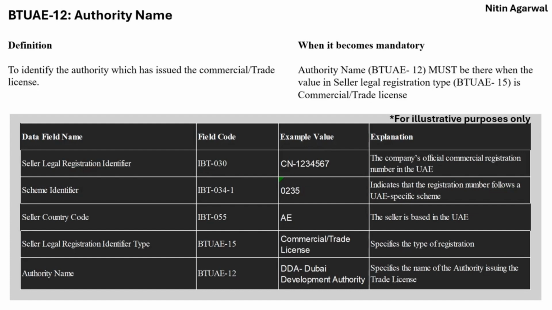BT-UAE 12 specifies the authority which has issued the commercial or trade license in the UAE. If the seller legal registration type is commercial or trade license, this field becomes mandatory. In this example, the authority name is DDA, Dubai Development Authority, that has issued the trade license.